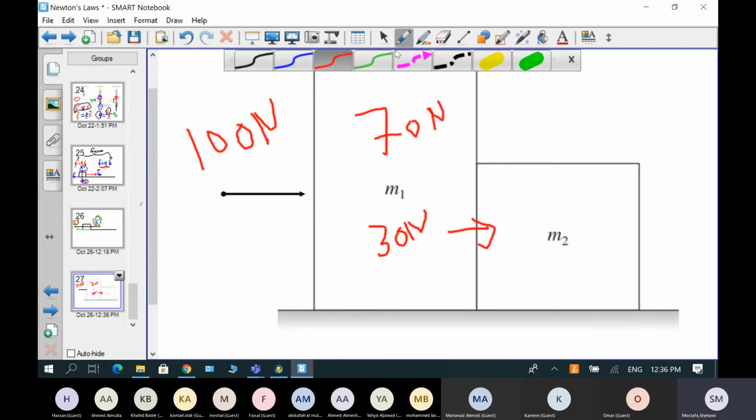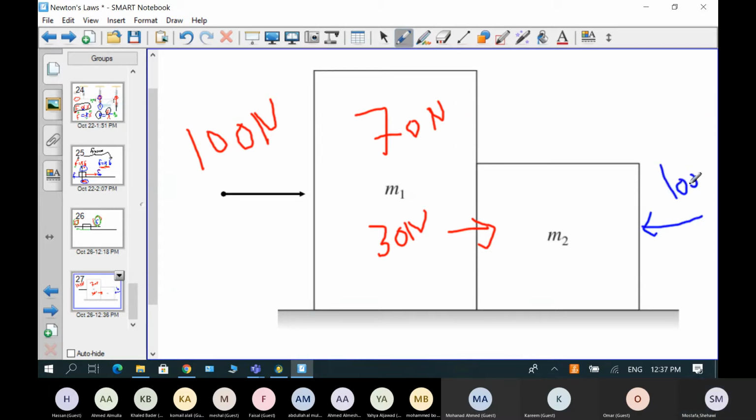In case 2, I'll make it in blue. I will exert 100 Newton from the other side here. This 100 Newton will be distributed over the two masses. This will take 30.